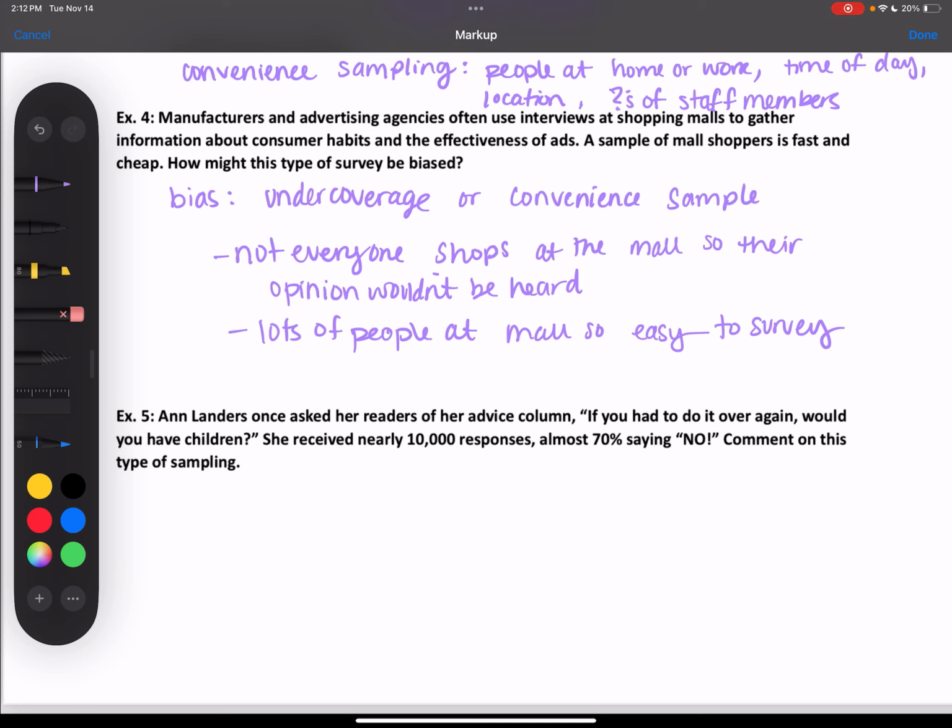This one's kind of hard to say with the type of sampling. I would probably tend to say stratified, because that involves different groups, which is the group reading her column. And then it's kind of random from that, based on who responds. So stratified with simple random sampling would probably be how I would state it. Well, stratified involves simple random.